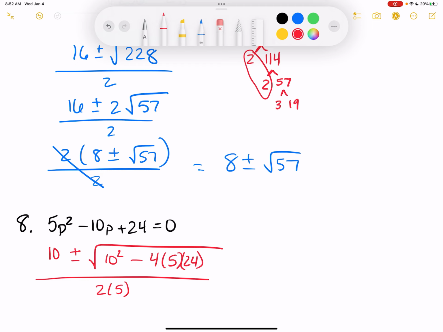How did we get 10 for the first number? So it's negative b, so b is always the middle term. Oh, I was thinking it was negative. What were you thinking?